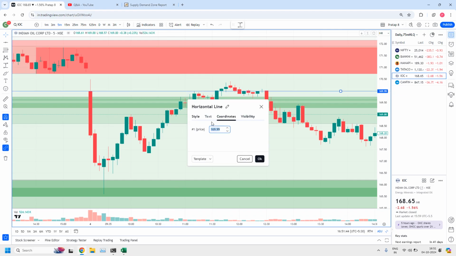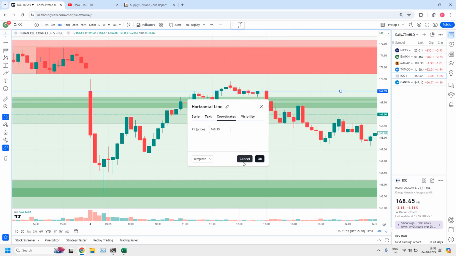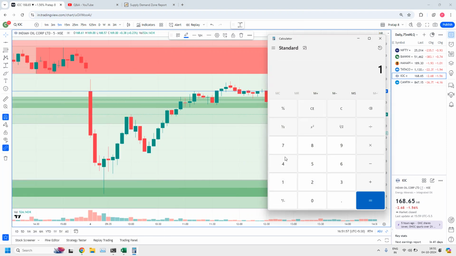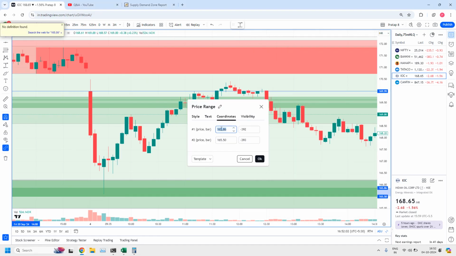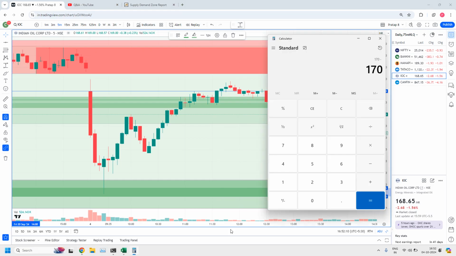Let us calculate. So what is the value here? 169.99 paisa. So let us say a round value of 170 rupees. So 170 minus, the entry is in this zone. What is the entry? 165.86. I will give -1 because there I rounded the value. Let me remove that, so we get the accurate value.